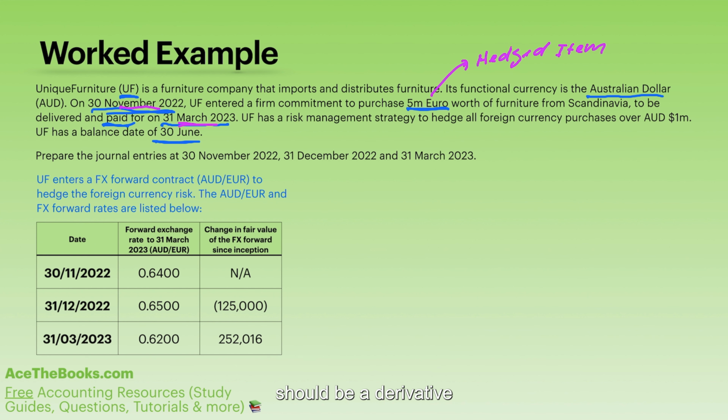Well, a hedging instrument should be a derivative that effectively hedges the foreign currency risk. A common derivative that can achieve this is an FX forward contract. This derivative effectively allows us to lock in an Australian dollar to euro dollar foreign exchange rate now so that we know exactly how much in Australian dollars UF needs to pay when the 31st of March 2023 comes around, which is when UF is required to make the payment. This derivative therefore fixes the otherwise variable foreign exchange movements, being the risk UF would have been exposed to.